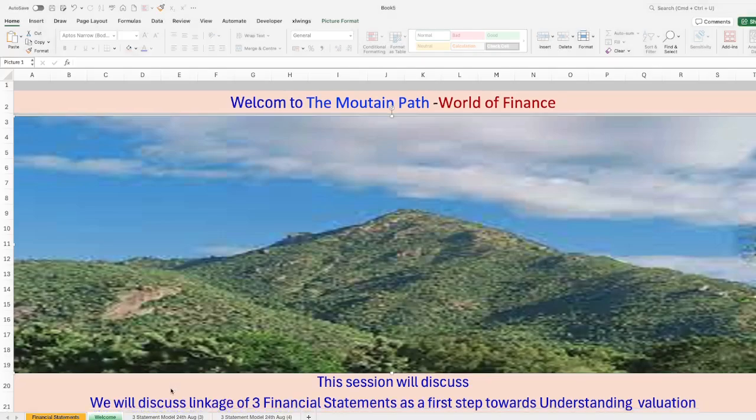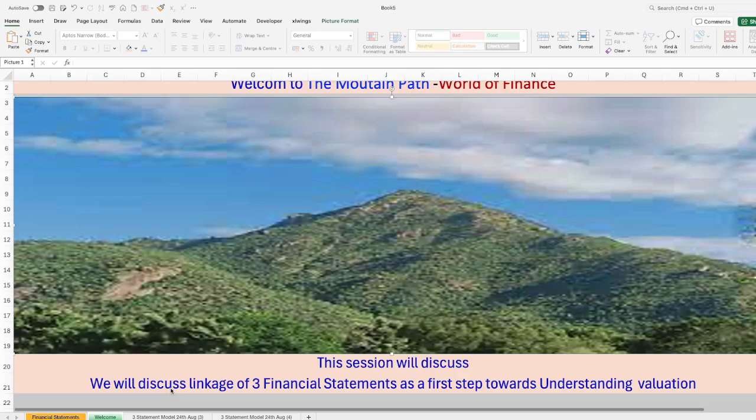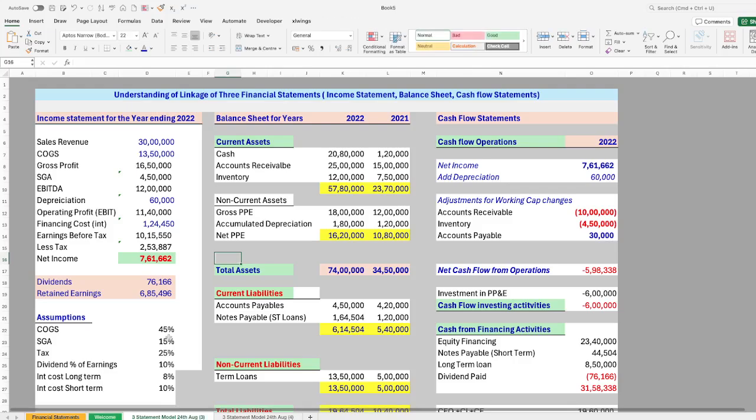Today we'll discuss how the three financial statements, the income statement, balance sheet, and cash flow statement, are linked. Understanding these financial statements and their linkages is highly important for students who want to analyze financial statements as well as to learn valuation. As a step towards valuation, understanding the linkage of these financial statements is extremely important.